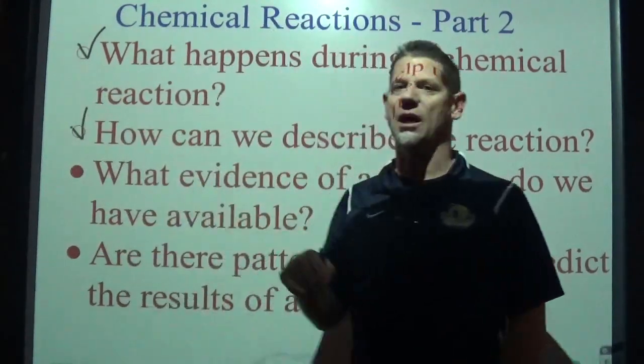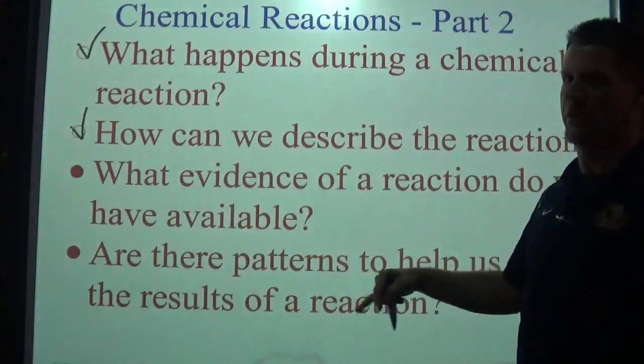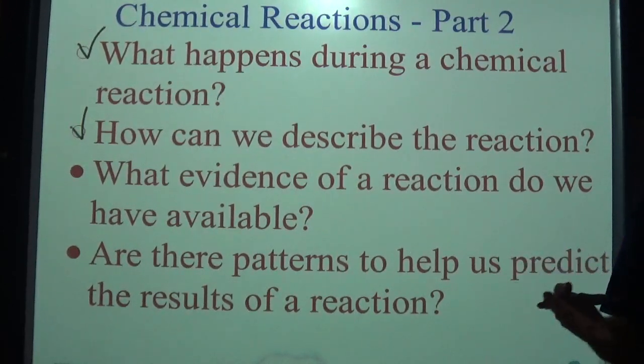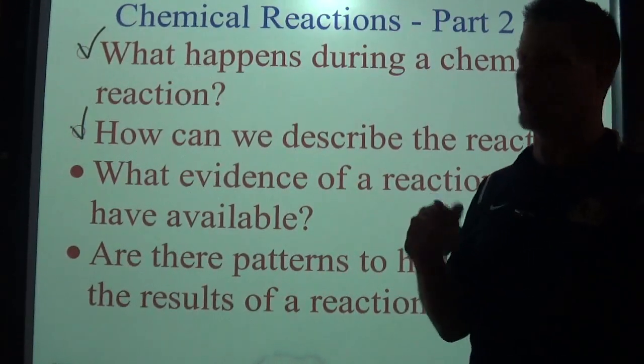The other two things we'll talk about in this video are the other two questions. What evidence do we have of a chemical reaction? And are there any patterns we can look at so that we might be able to predict a chemical reaction before we even know what's happening? We just know what the reactants are. Are there patterns to help us know the products? And there are, and we'll talk about those.